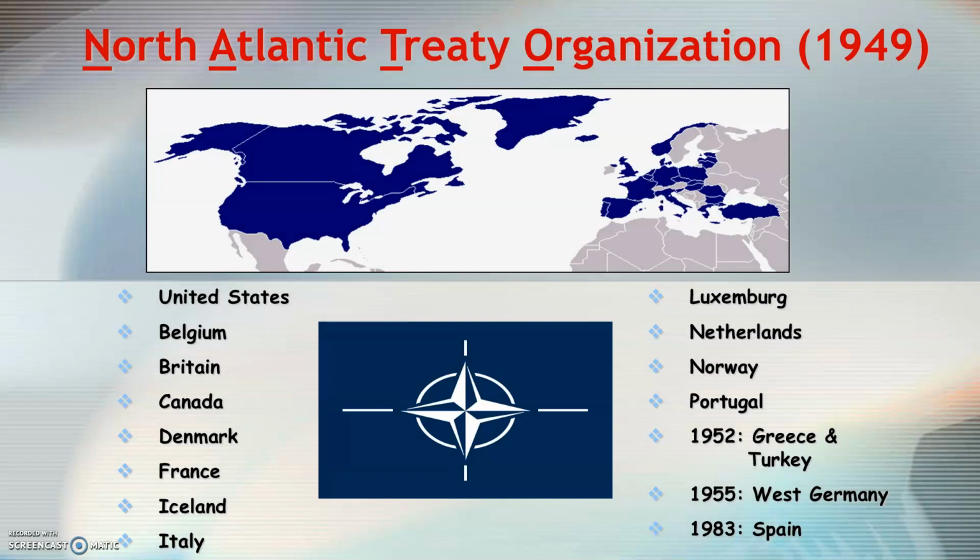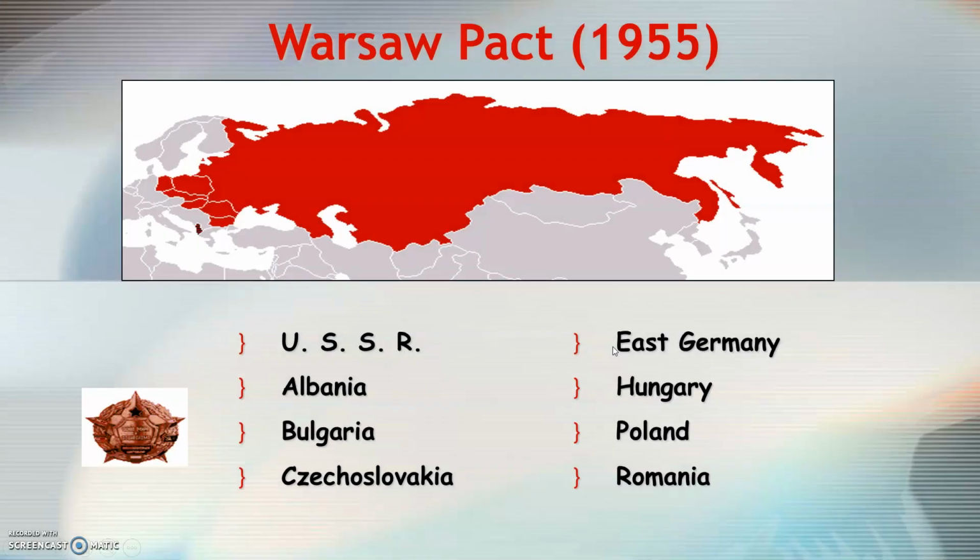Okay, so like I said earlier, we have two major treaties or alliances. On the western side, we have NATO, which is still with us today, the North Atlantic Treaty Organization, created in 1949. Here we see all the various nations and when they joined. And then the Soviets countered with the Warsaw Pact in 1955, and here we see the map of that and the nations that were a part of the Warsaw Pact.